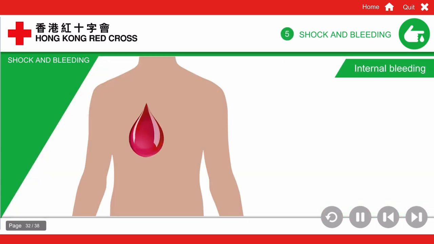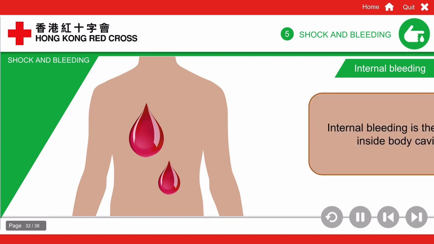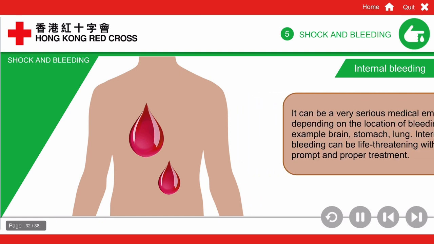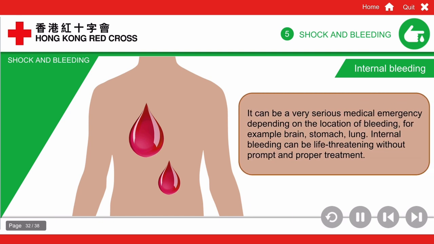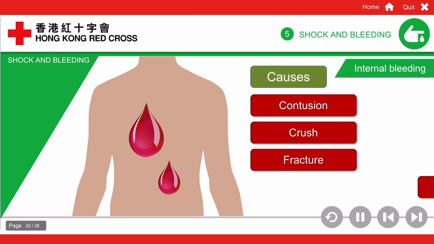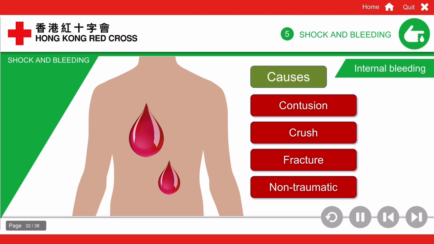After learning how to manage external bleeding, we'll move on to internal bleeding. Internal bleeding is the bleeding inside body cavities. It can be a very serious medical emergency depending on the location of bleeding, for example, brain, stomach, lung. Internal bleeding can be life-threatening without prompt and proper treatment. Major causes of internal bleeding include contusion, crush, fracture, and non-traumatic injuries.